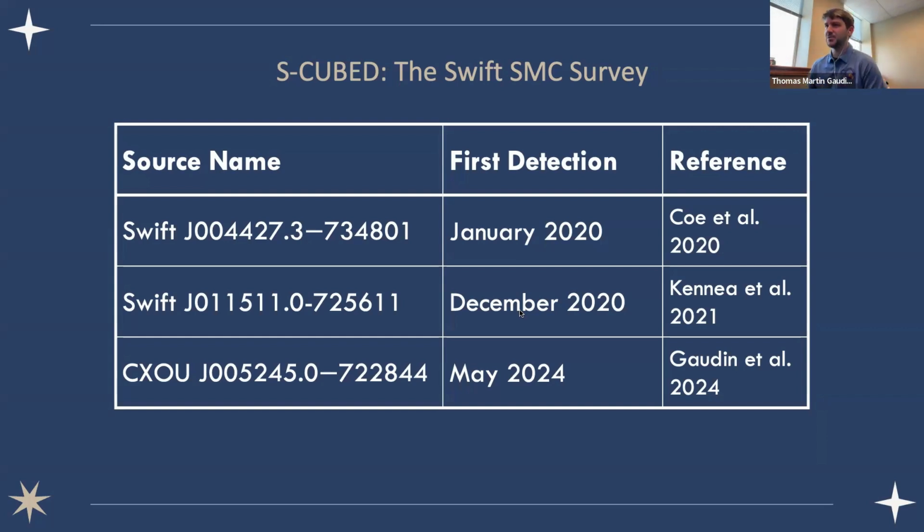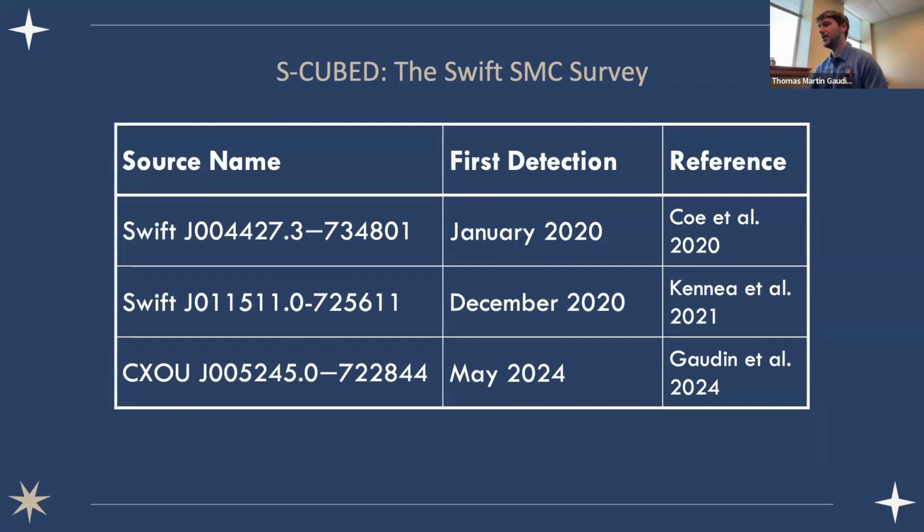Instead of referring to these sources by their very long telephone number names, which can get confusing, I will refer to them by the year the paper was published on the source. So Swift J0044 was a paper led by Malcolm Coe in 2020. Swift J0115 is a paper led by my advisor, Dr. Jamie Kennea, in 2021. And CXOU J0052 is a paper led by myself just back last summer.